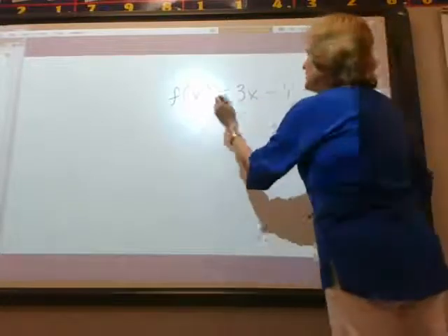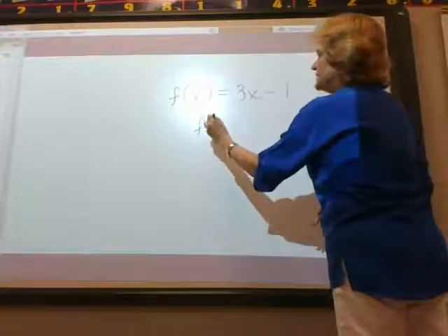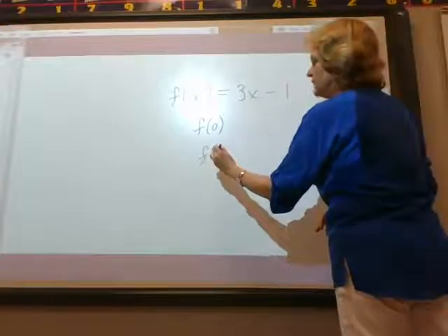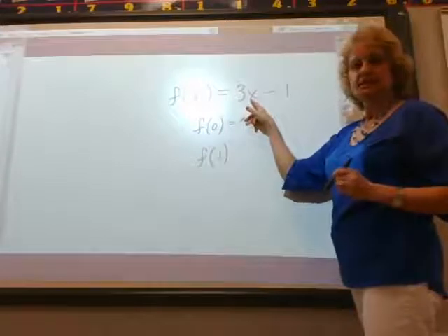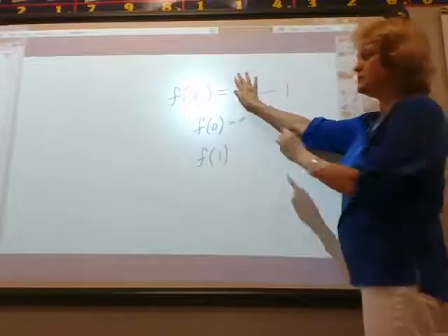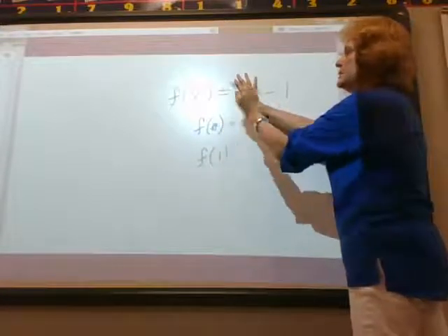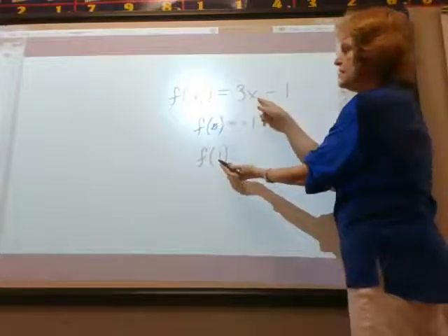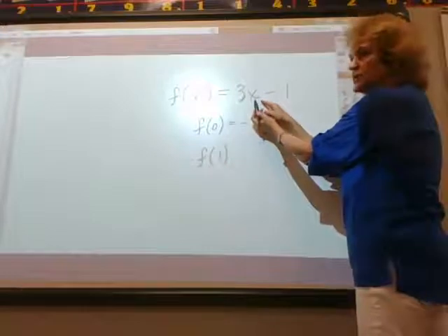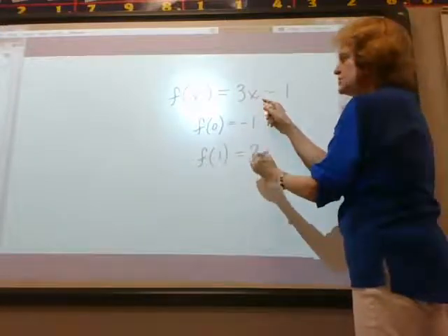So what you do is if it says find f of 0, find f of 1, you're going to plug in 0 wherever you see an x. Okay, so 3 times 0 is 0. So f of 0 is negative 1. F of 1, everywhere I see an x, I'm going to plug in 1. So 3 times 1 is 3, minus 1 is 2.